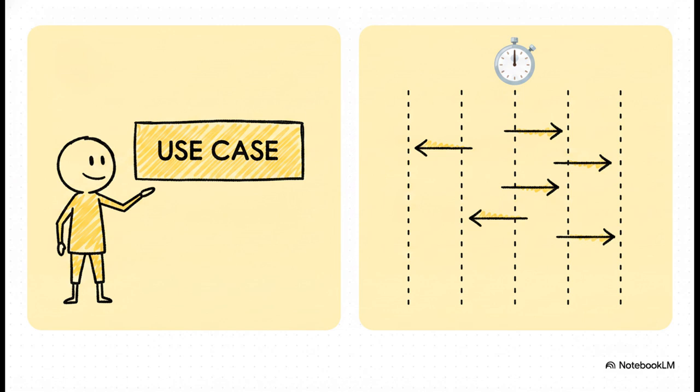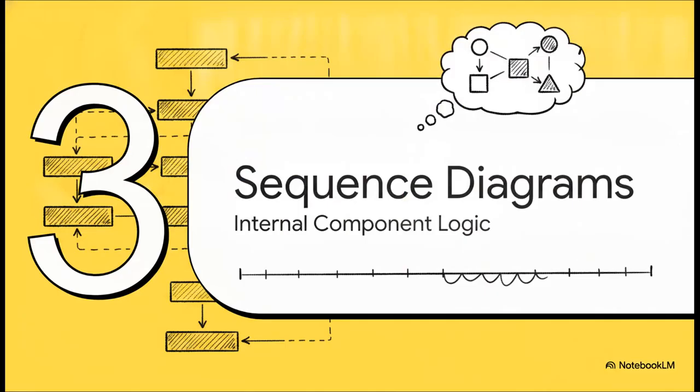They are our chronological blueprint, showing us step-by-step how objects in the code actually pass data back and forth to achieve that task. Just to recap quickly, use cases are the what and the who. Now let's explore the how and the when. Which brings us to Part 3, sequence diagrams.